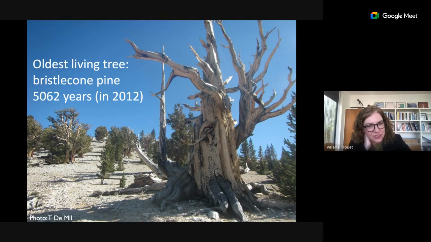The oldest living tree is a bristlecone pine. It grows in the White Mountains, on the boundary between California and Nevada. When it was cored, it was more than 5,000 years old in 2012. And there are many bristlecone trees that are more than 4,000 years old. So they started growing when we were building pyramids, and they're still growing today. It's quite remarkable.